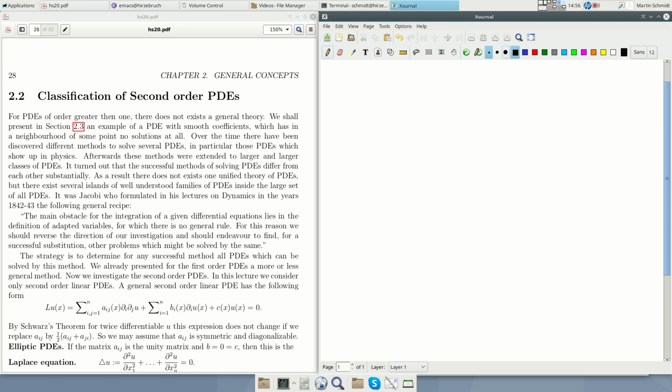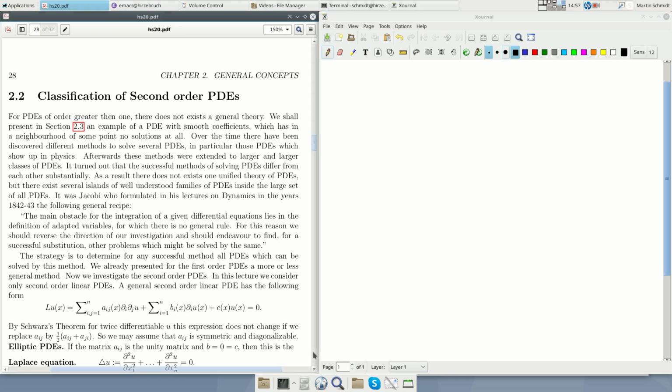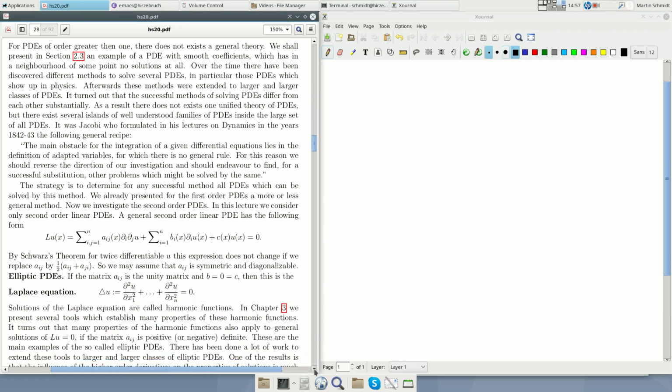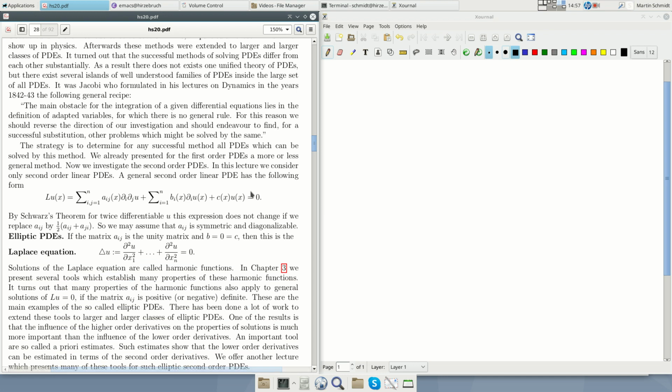Okay, in the first chapter we only considered first order scalar PDEs and we found a more or less general method how to solve them. So now we consider scalar second order PDEs and we shall restrict to linear second order PDEs. And then they have this general form here.